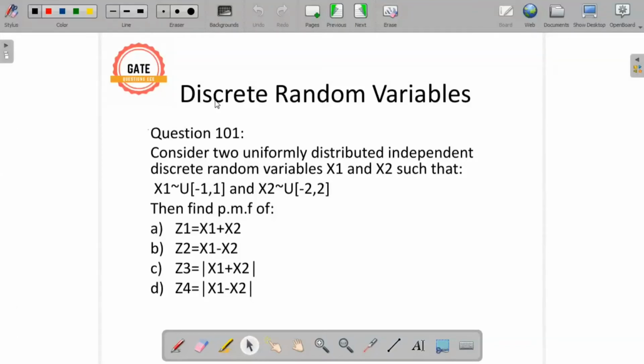So welcome to the next question on discrete random variable. Question code is 101. Consider two uniformly distributed independent discrete random variables x1 and x2 such that x1 is uniformly distributed over range -1 to 1 and x2 is uniformly distributed over range -2 to 2. Then we have to find out PMF of all these random variables z1, z2, z3, z4. So let's begin with the solution.